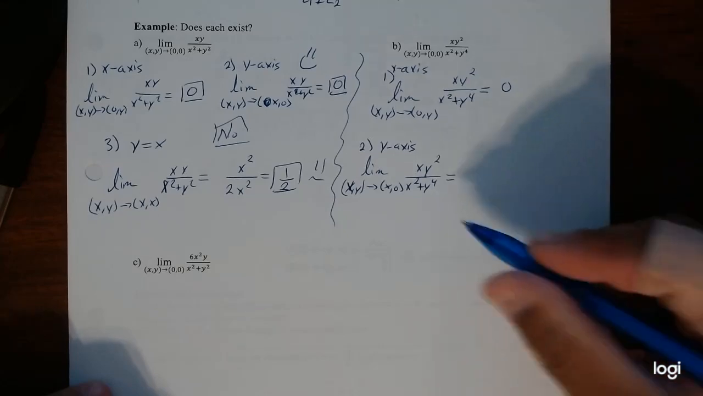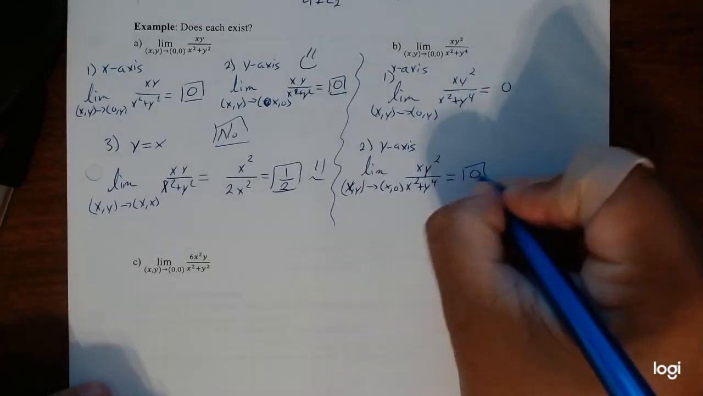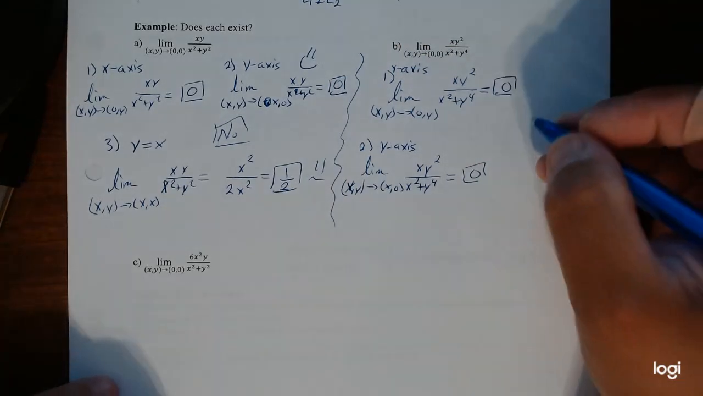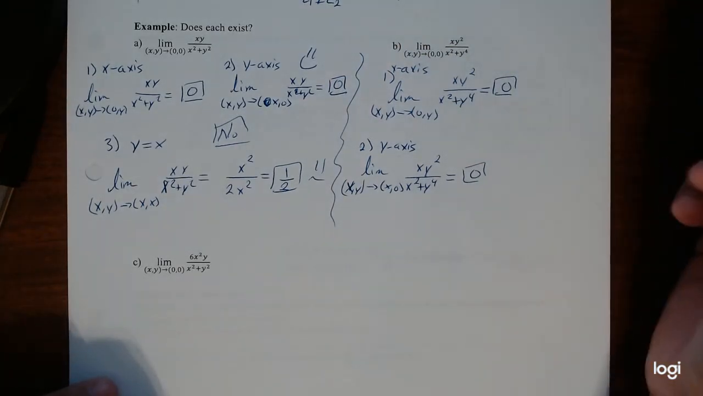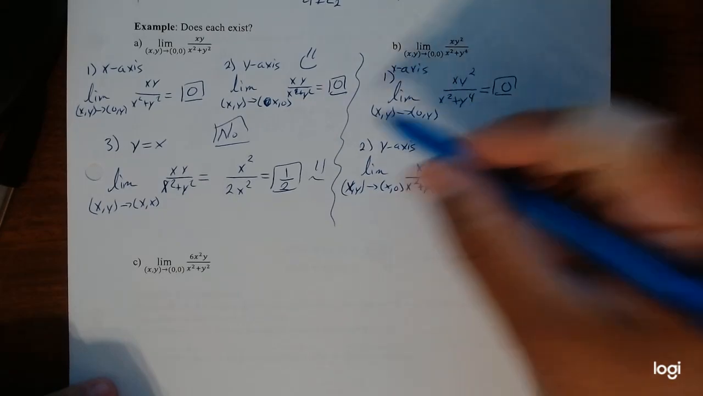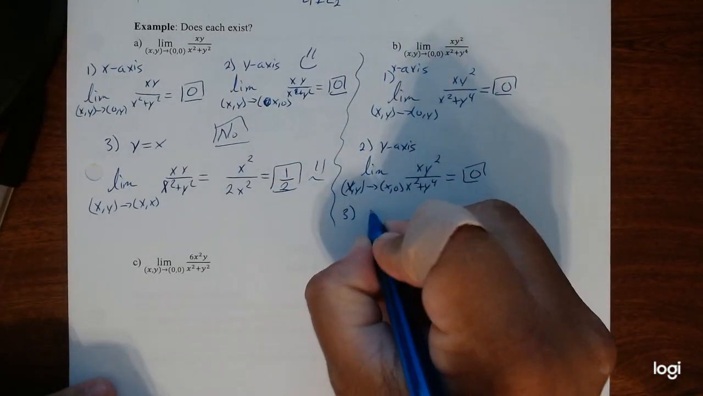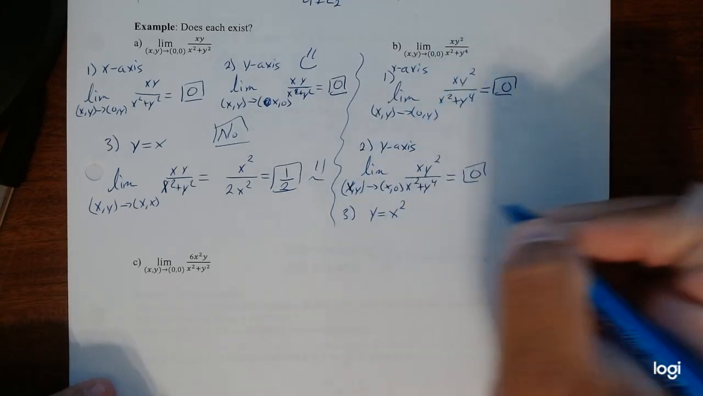Plugging in 0 for y, we also get 0. So if we were to get happy, we now know that we could have something that doesn't work, right? So what's a path you guys like? You could try this one, but let's try something different. Let's try a third path, y equals x squared.